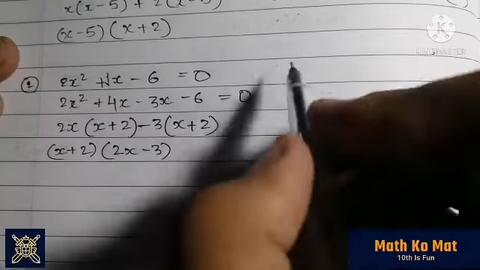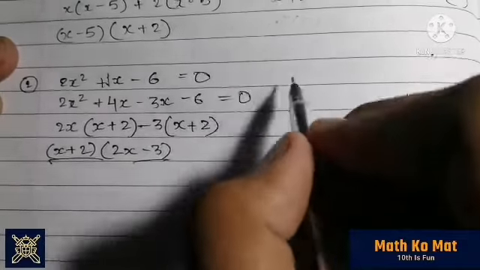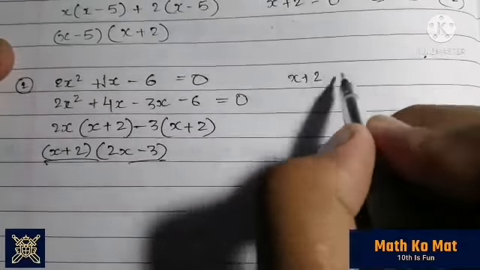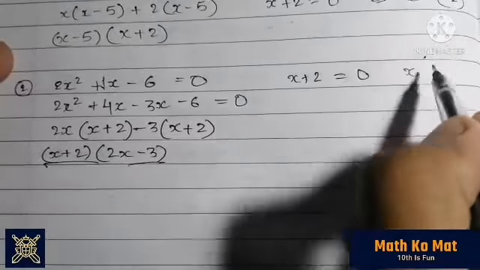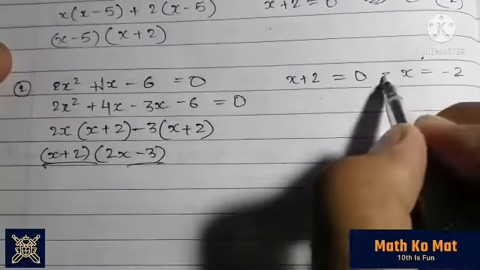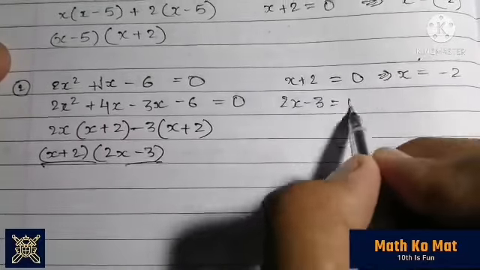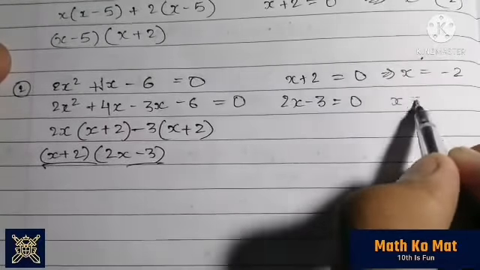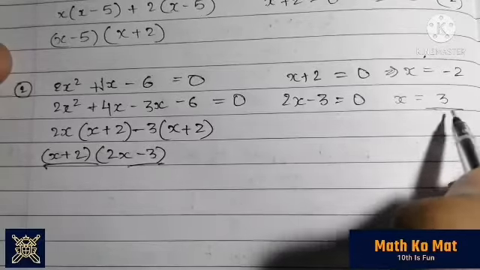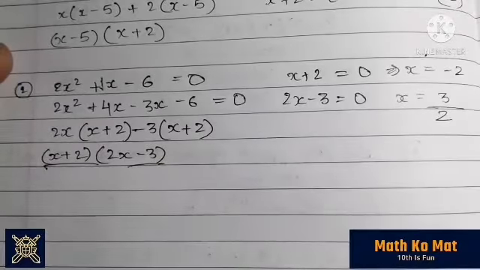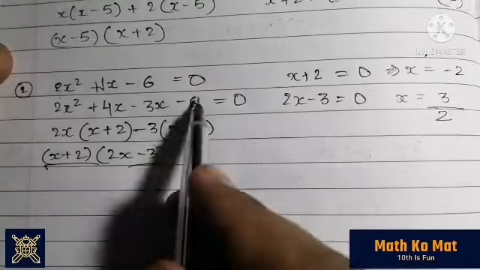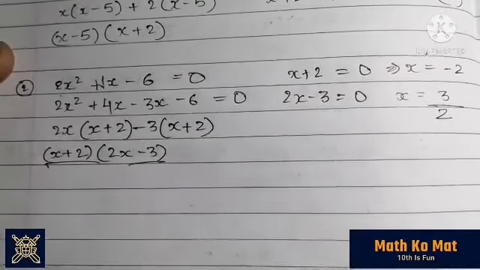Now to find the roots, just equate each of the factors to 0. So when x plus 2 is equal to 0, x is equal to minus 2. And when 2x minus 3 is equal to 0, x is equal to 3 by 2. So these two are the roots of this particular equation. Now let's move on to the third part.